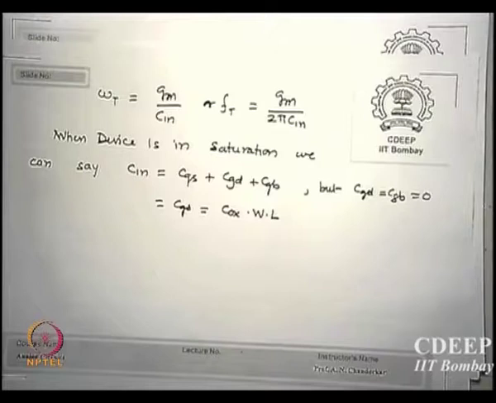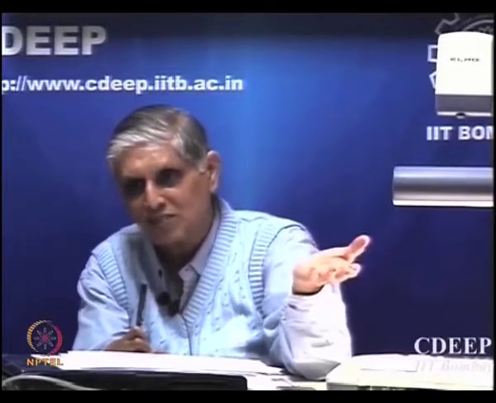CGB is the value if there is no channel, where gate to bulk capacitance exists. That is the oxide capacitance. If there is no channel, VGS is very small, less than VT, no channel exists, so between gate and bulk there is the whole capacitance of the oxide. So W into L into Cox.